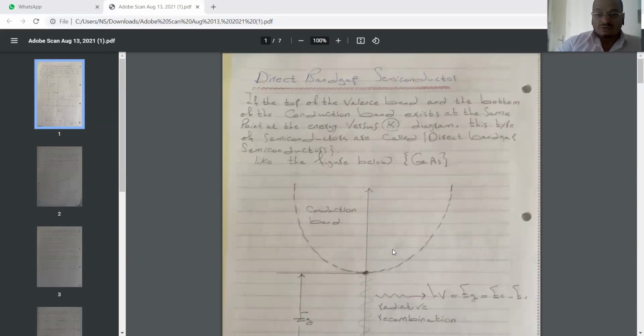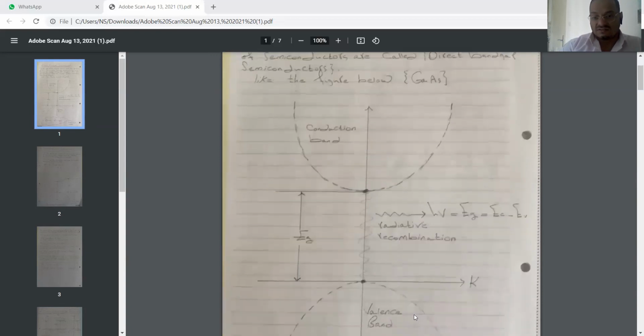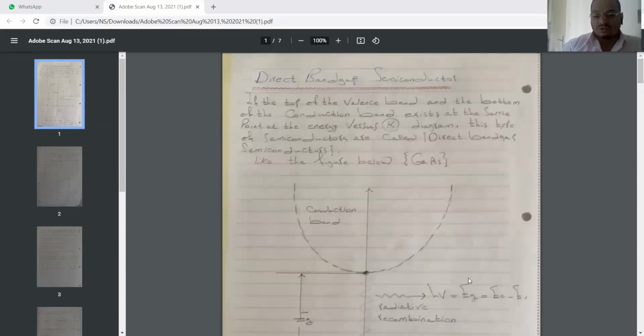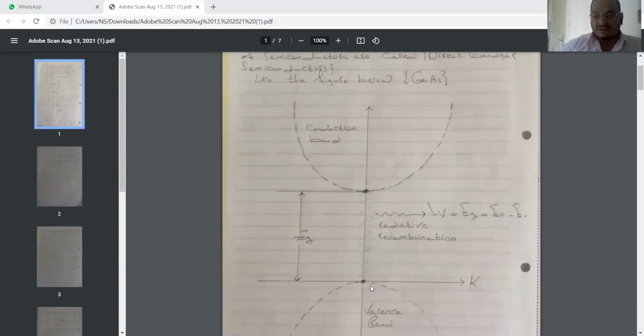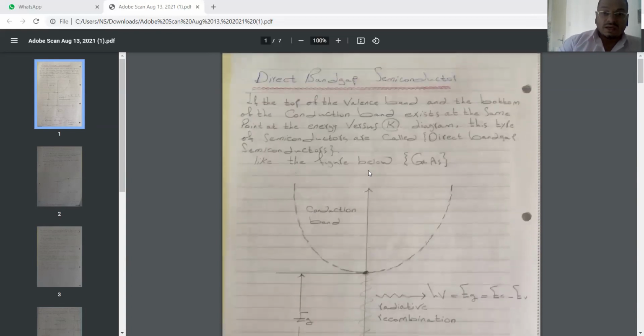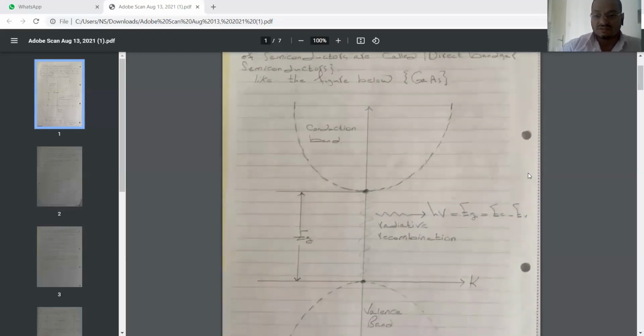Now let's talk about the other. They exist at the same point on the energy versus K. Here, this point, energy versus K. Because we will use the same line, the energy versus K at the indirect bandgap, and this line will be important to us. This figure below is for gallium arsenide.